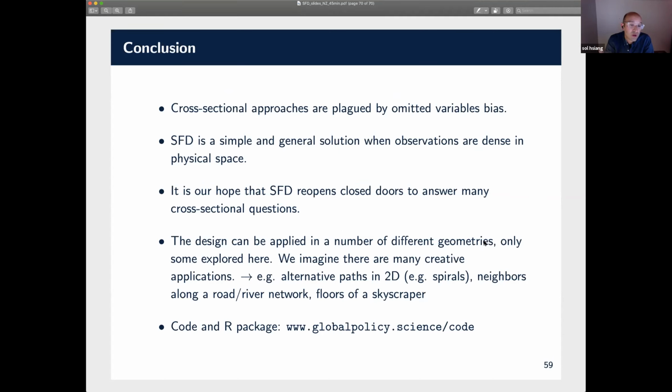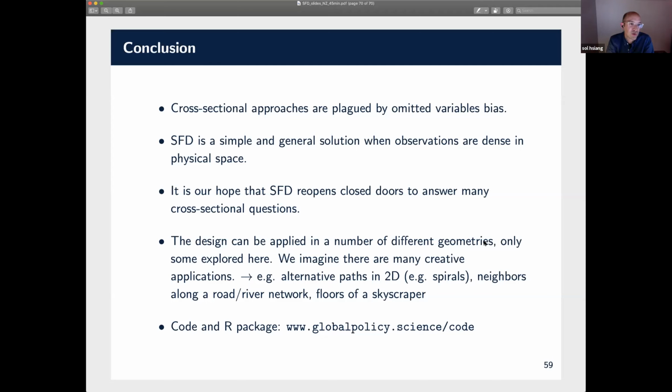What we showed you here were a couple of different geometries of how you can assign neighbors. It turns out you can think of lots of other creative alternatives. For example, one graduate student at Stanford has already written code to take your sample and draw one long spiral circling inward. So you basically turn your 2-dimensional sample into a single 1-dimensional sample. You could also imagine going up levels in a skyscraper and comparing neighbors that way, or going along a river network and comparing neighbors.